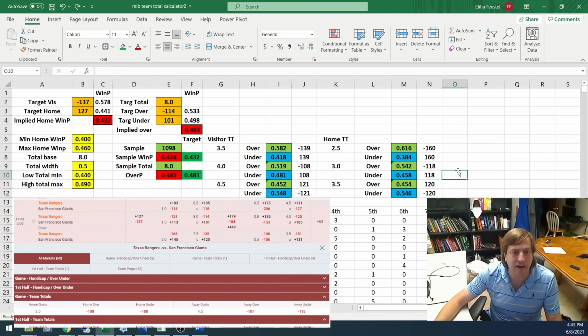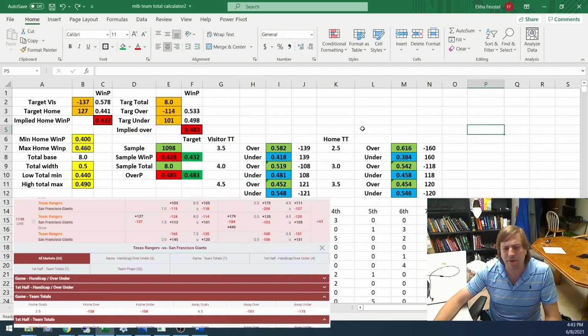In fact, I'd probably bet that. And then 4.5, we have under 121 versus 115. It's a small edge. I'd probably pass on that. And what you're going to find is when you look at these team totals, you're probably going to bet the under more frequently than the over. At least, from my experience.